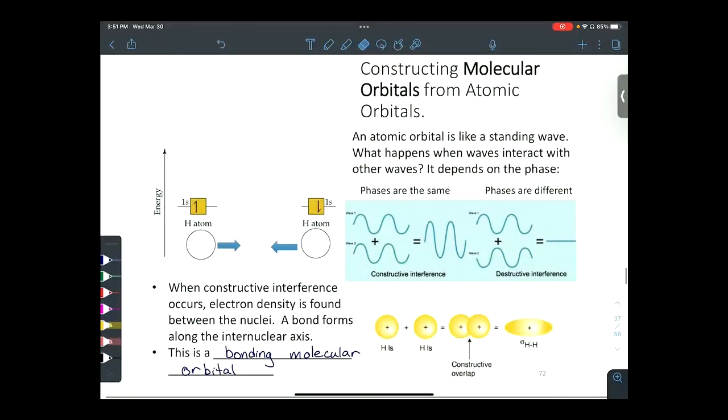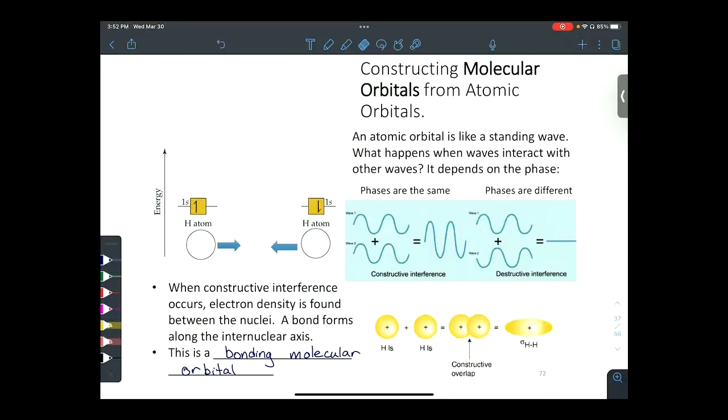Waves can add constructively or destructively. The whole idea of MO theory is that we're bringing atoms together to make molecular orbitals. So the atomic orbitals combine to make molecular orbitals.